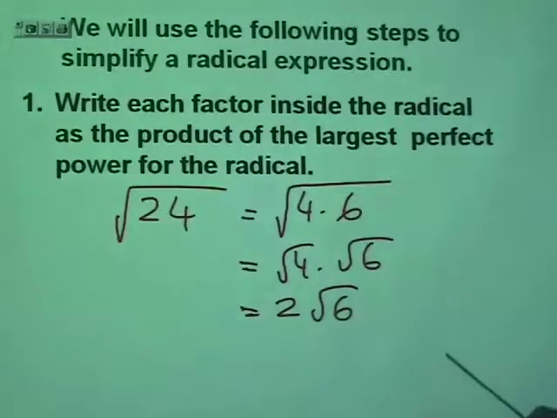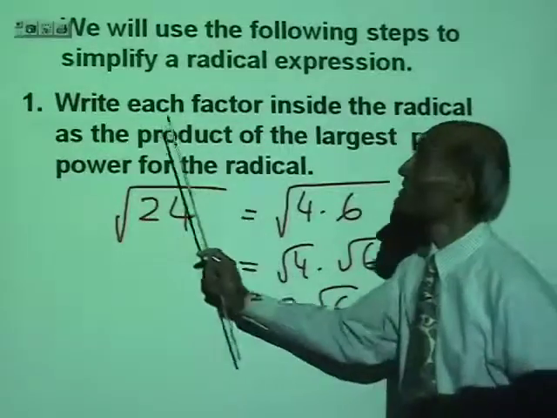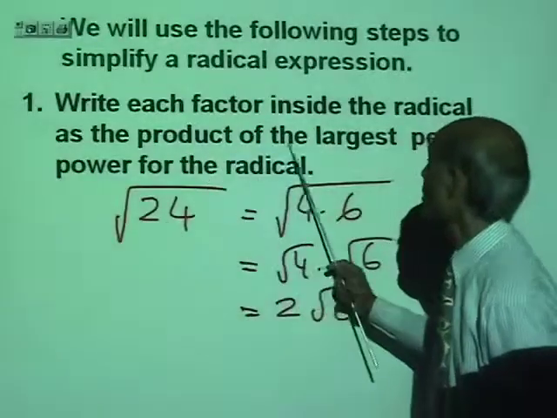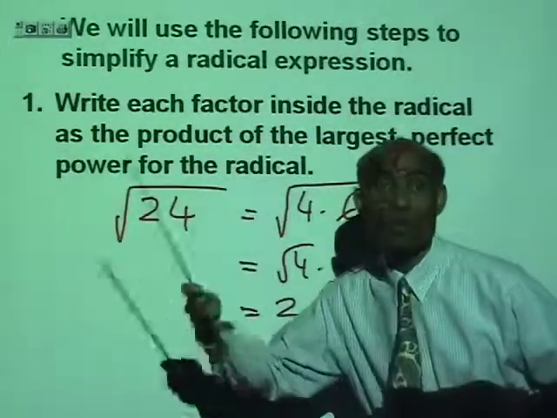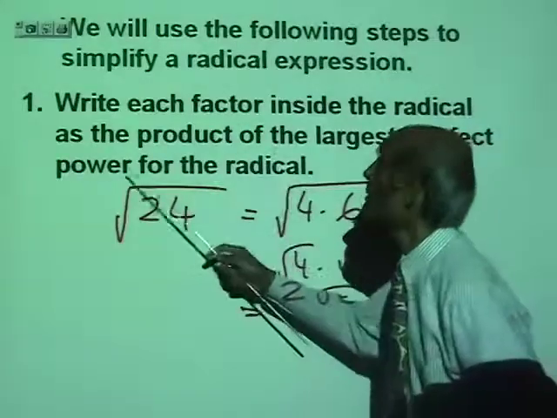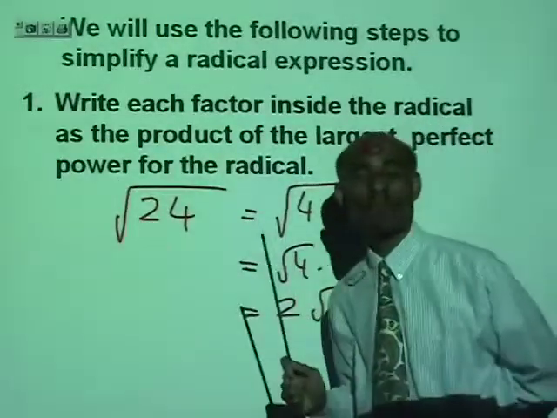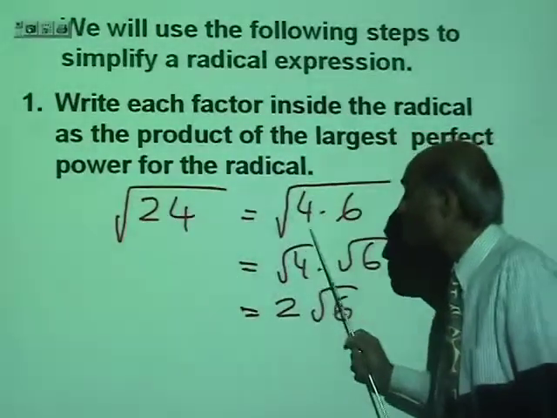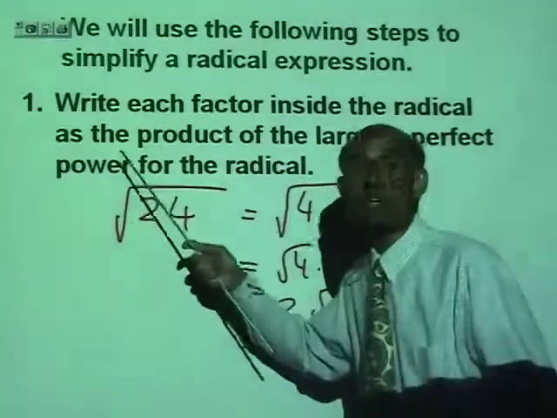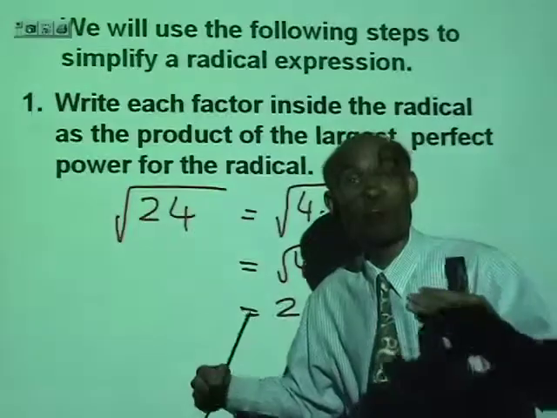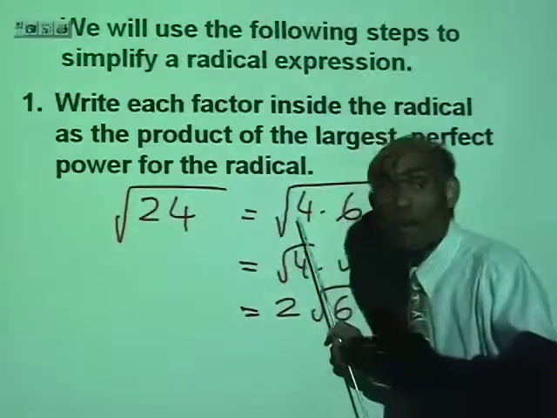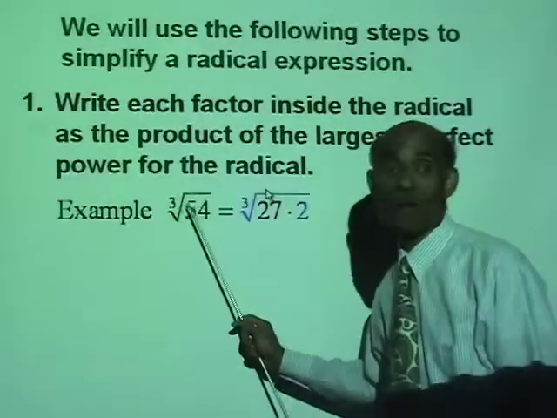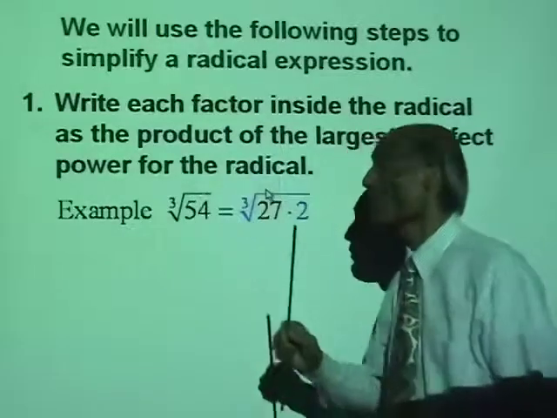Now this is the method that we're going to use. So what is the first step? Write each factor inside the radical as the product of the largest perfect square or perfect power for that radical. What does that mean? If it is a square root, you identify the largest perfect square. If it is a cube root, you identify the perfect third power. Is that right? And so on.